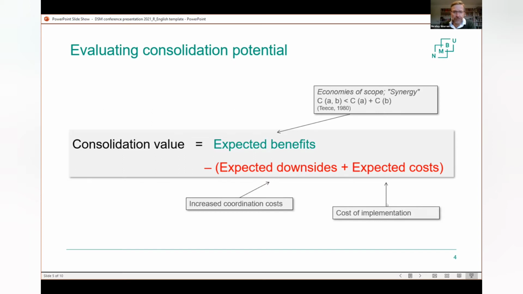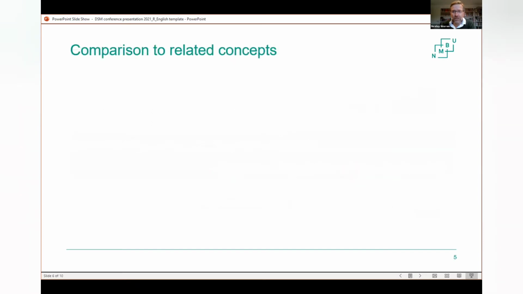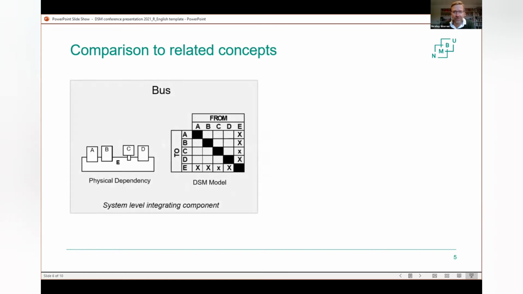So this is the basic equation that we somehow need to figure out how to assess in this kind of a project. Now, some of you might think here that this has already been resolved because it is similar to the concept of a bus in the DSM methodology. So a bus is a module that has interaction or interdependencies towards several other modules or components.